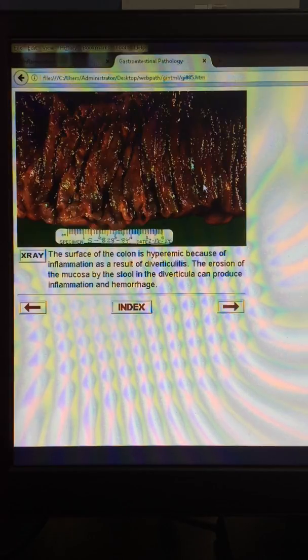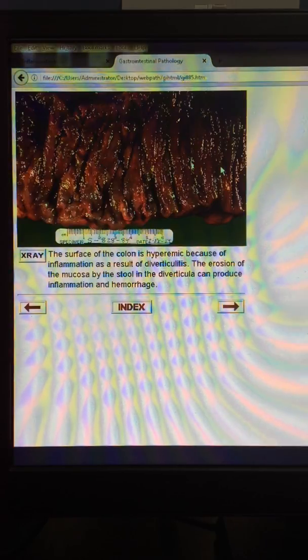In case of diverticulitis, the inflammation will extend from the diverticular mucosa into the adjacent colonic mucosa, and this is an example of diverticulitis. Here you can easily notice the hemorrhagic and edematous surface of the colonic mucosa due to hemorrhage and inflammation.